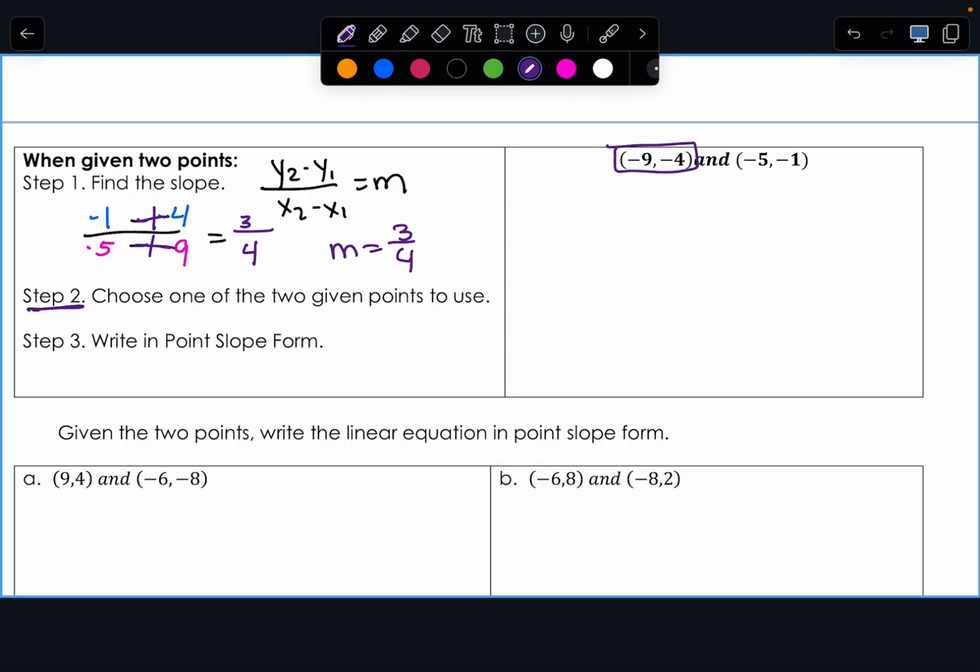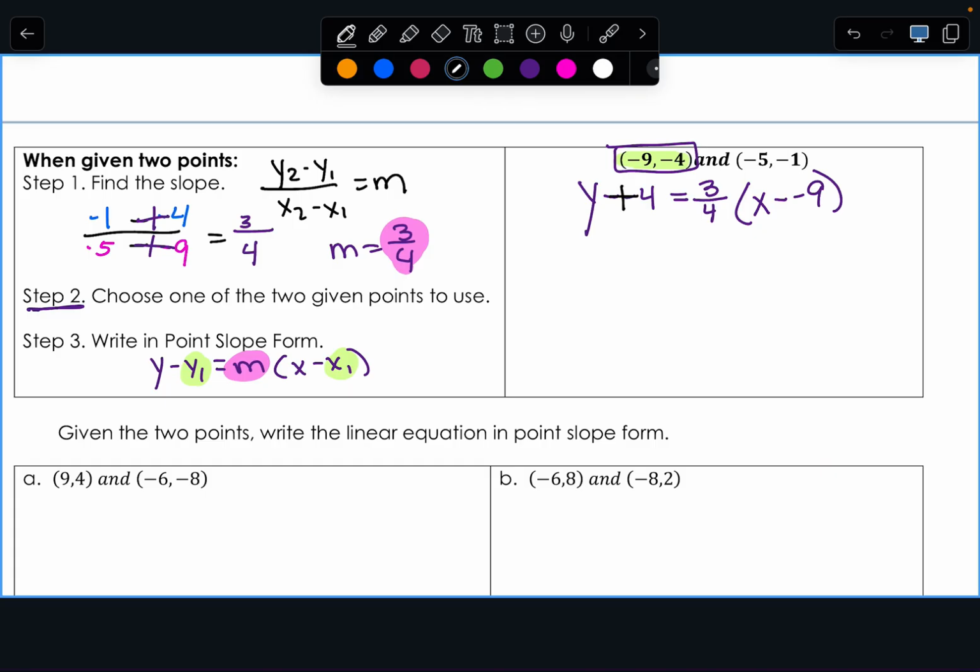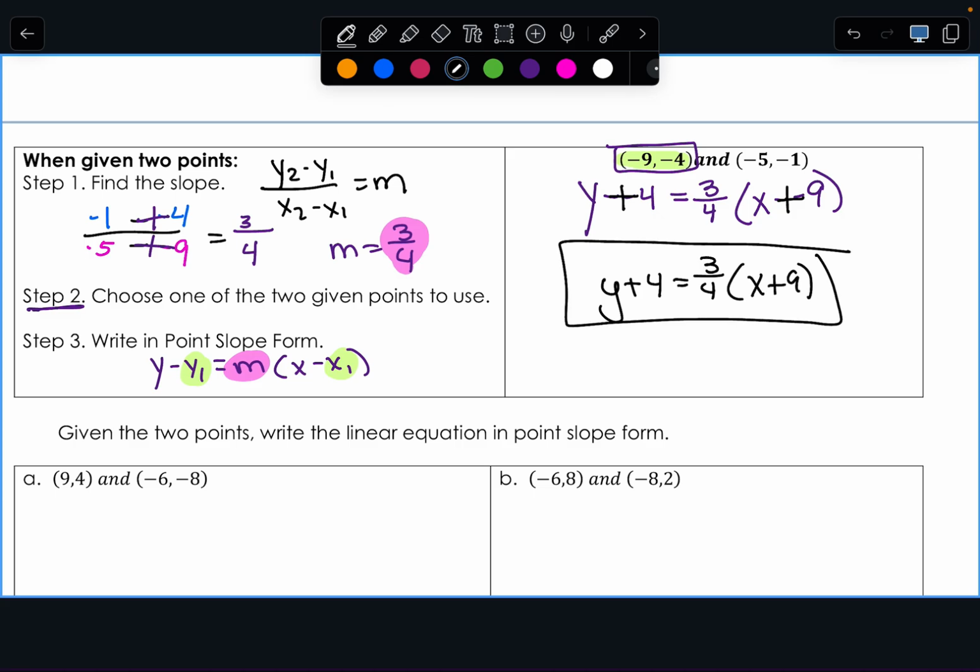So we know point slope form is y minus y1 equals m times x minus x1. So this is the form we're writing it in. We're replacing the m with the m we're given, and then our y1 and our x1 get replaced with our y1 and our x1 over there. So y minus a -4 equals our slope times x minus our x of -9. Now we skipped this step yesterday, but this becomes a positive, this becomes a positive, so our final answer is y plus 4 equals 3/4 x plus 9. And that is your equation of the line.